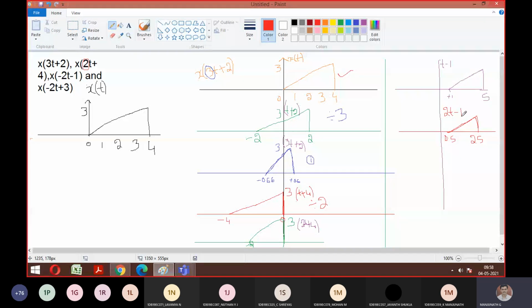Minus means what? Mirror image, sir. Mirror image, or it is called reflection. Very good. So the things which were starting from 0.5 to 2.5, how does it look now? It looks like this. So minus 2.5 to minus 0.5 is what you see. Is that okay? So this is your minus 0.5 to minus 2.5.